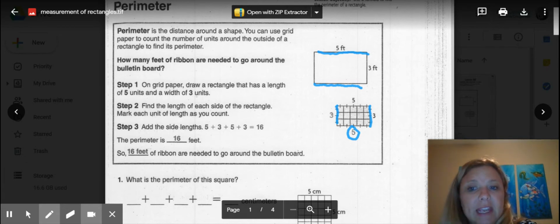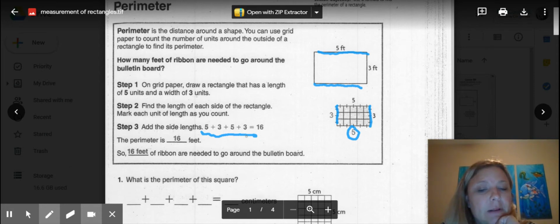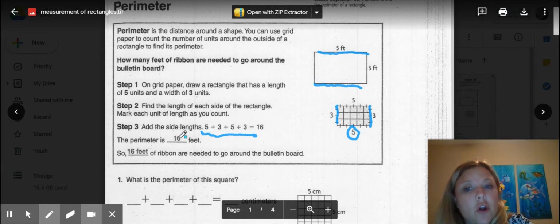Now, to figure out the perimeter, you are going to have to add all 4 digits together. So 5 plus 3 plus 5 plus 3 is 16 feet. Now, notice the measurement label. There's no square, there's no cube. It is just the outside of something. So you are just labeling it as feet. If you are measuring in meters, you would label it meters.